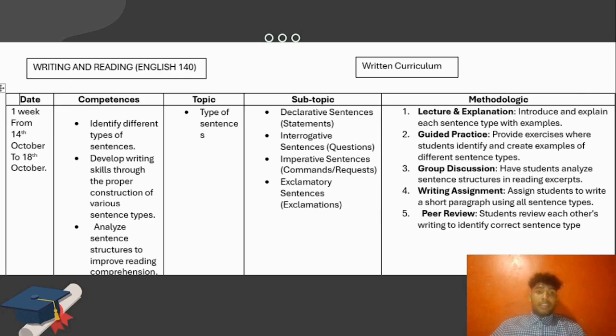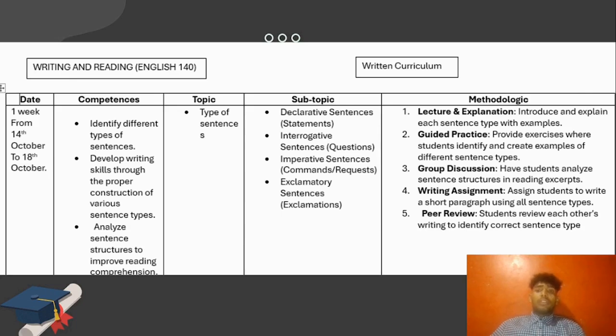The first one is to identify the different types of sentences, develop writing skills through the proper construction of various sentence types, and analyze sentence structure to improve reading comprehension. We also have a first topic that the student has to learn: declarative sentences, interrogative sentences, imperative sentences, and exclamatory sentences. They have to learn the definitions and the usages of each of them.